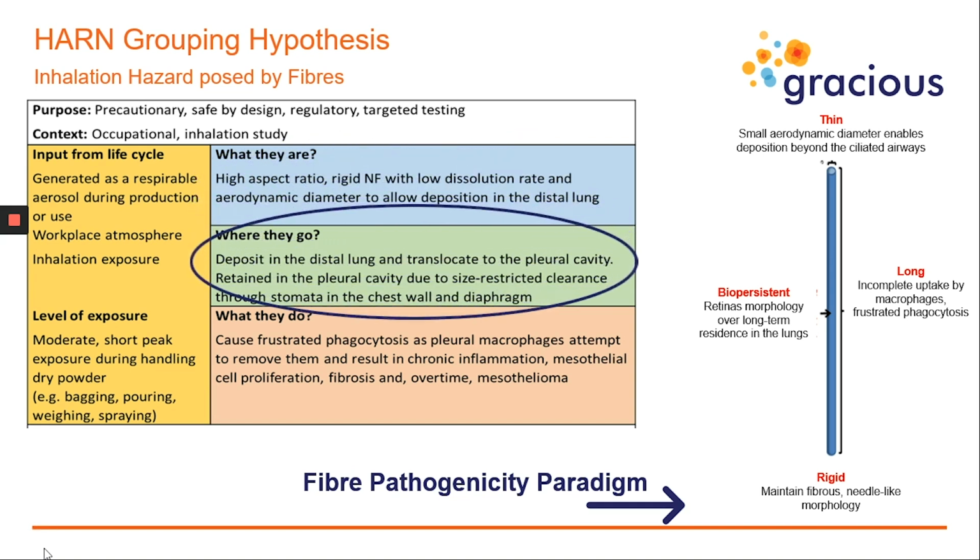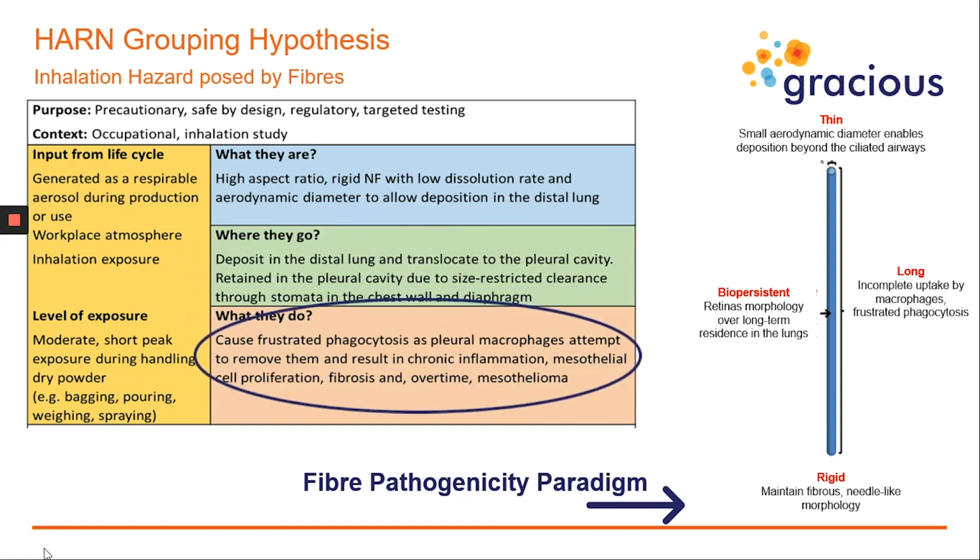These characteristics can also determine where they go, specifically where the HARN will deposit in the lung and whether it can be effectively cleared from the lung and the pleural cavity. Furthermore, what they are and where they go together address the biopersistence of the HARN and the likelihood for their significant retention in the target tissue. What they do frames a similarity assessment between putative group members in the activation of relevant biological responses triggered by known pathogenic fibers leading to disease.